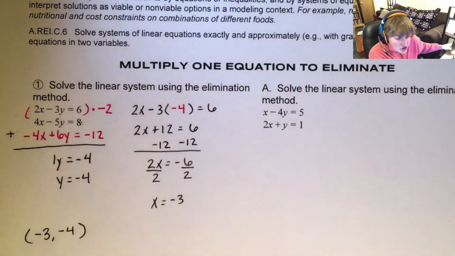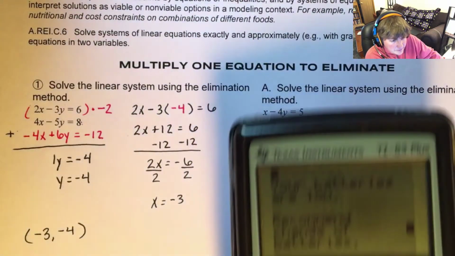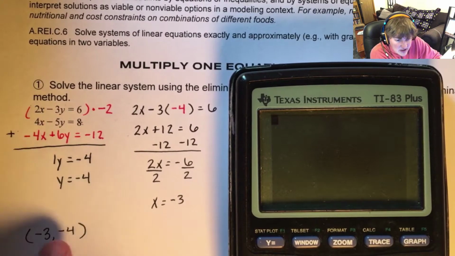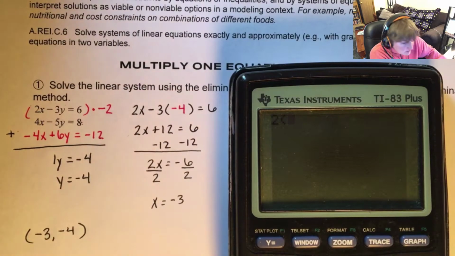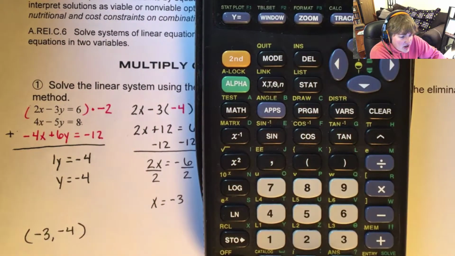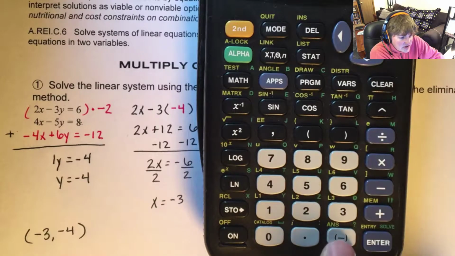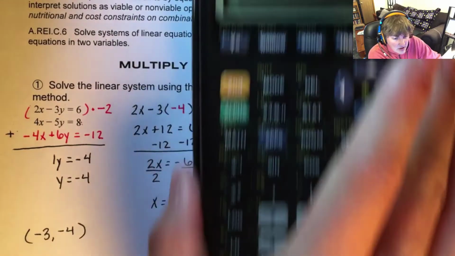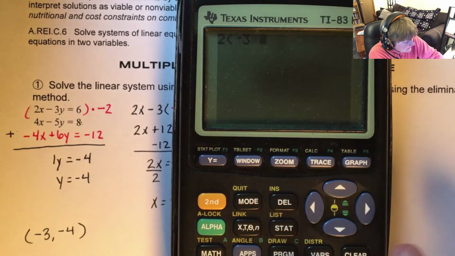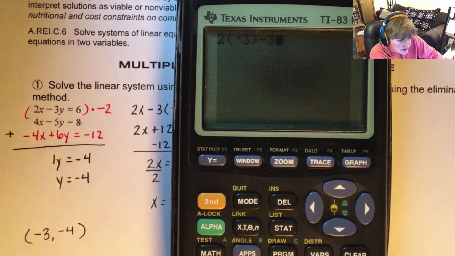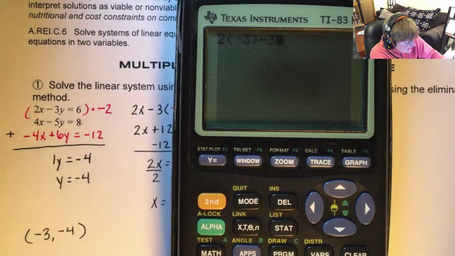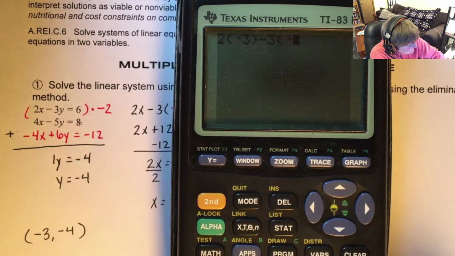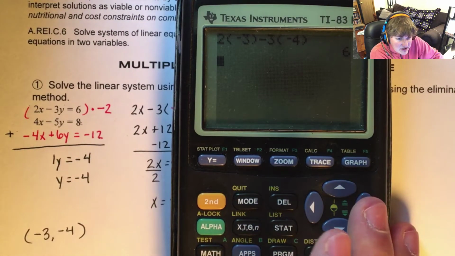All right, we can always check using the calculator. So I just have to do the left-hand sides with the x and the y. So 2 times, and remember the negative number button is different from subtraction. In this situation, I'm trying to plug in negative 3, so I'm going to use that negative number. Then I'm going to minus 3, and notice that these are different than negative 3 and minus 3. I'm subtracting here, so I'm going to put minus 3, and then times negative 4. And when I hit enter, I should get 6, which I do.